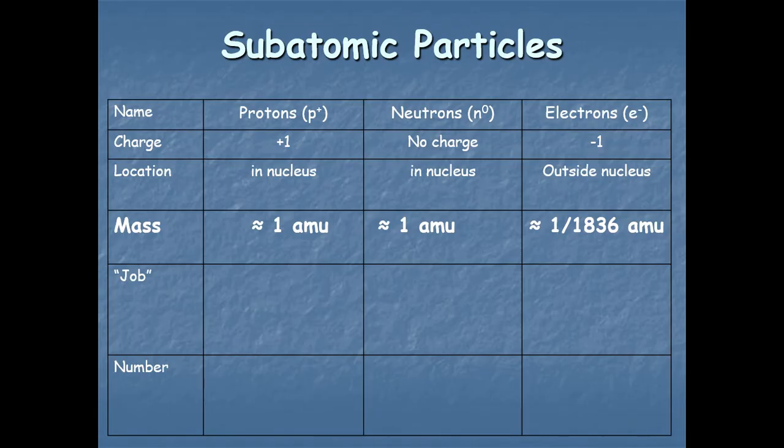The electrons themselves, they're tiny. Look at that. Almost 1/2000th of the size of a proton or a neutron. Very, very tiny. Translation, you need 1,836 electrons to have the mass of 1 single proton. Very, very small.